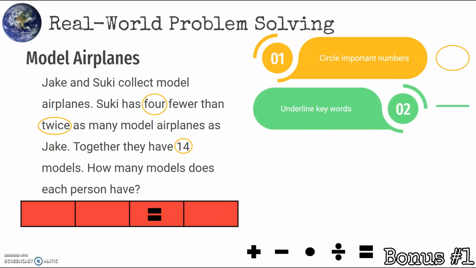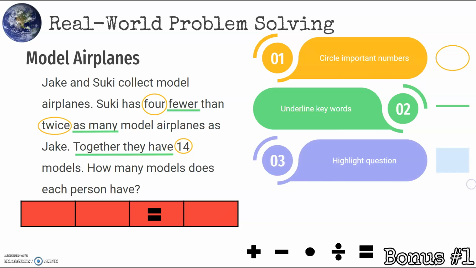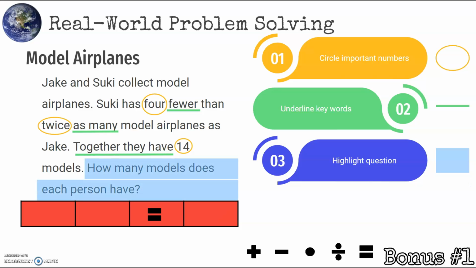We're going to underline our keywords. 4 fewer, which fewer means less, so we're going to subtract. Twice as many. We know that there's some multiplication in there somewhere. And together they have 14, so that would kind of be like the total amount together. We want to then highlight the question. How many models does each person have?